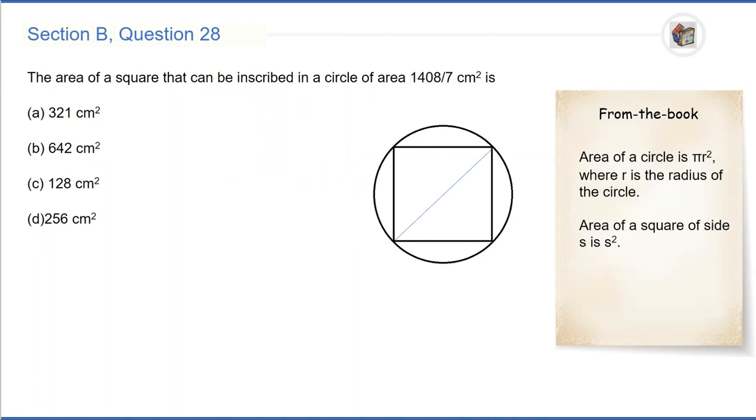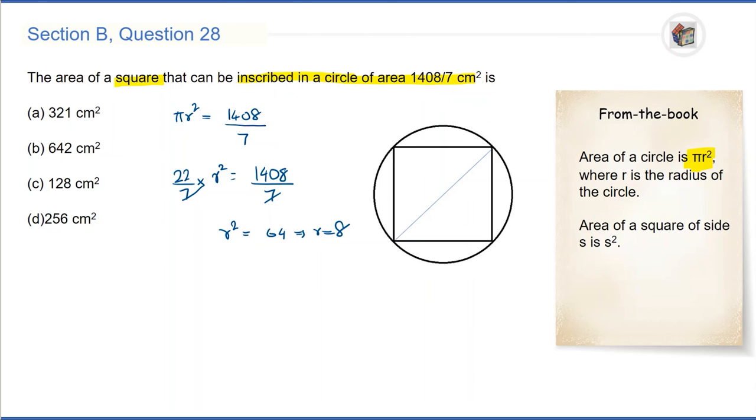Question 28. The area of a square that can be inscribed in a circle of area this much is what? So this is where I've shown a square inscribed in a circle. Now the area of the circle is this. Now the area of any circle is pi r squared, where r is the radius. So first thing I really have here is that pi r squared is equal to this much. Now when I put in the value of pi as 22 by 7, I will already be able to cancel the 7 on both sides. It will give me r squared as 64, and that'll mean my r is equal to 8. It cannot be negative 8 because radius is not negative, it's a length.